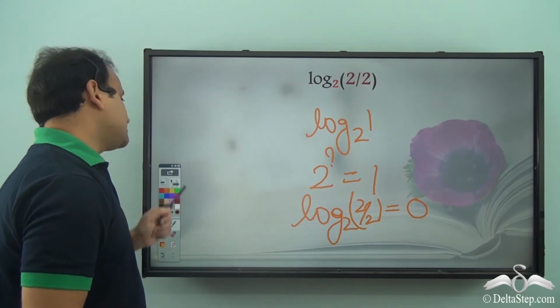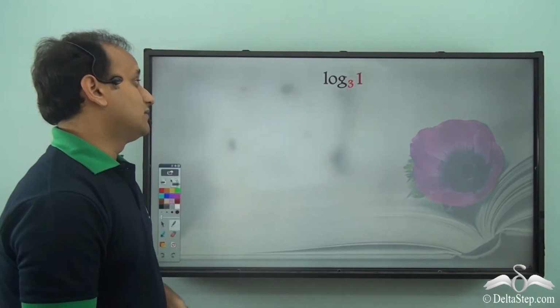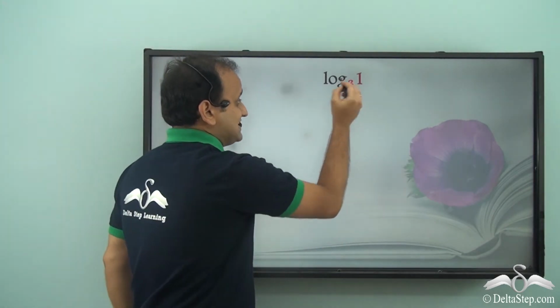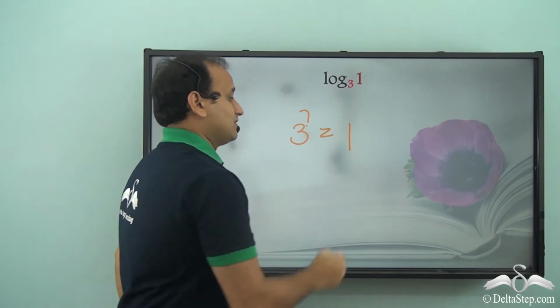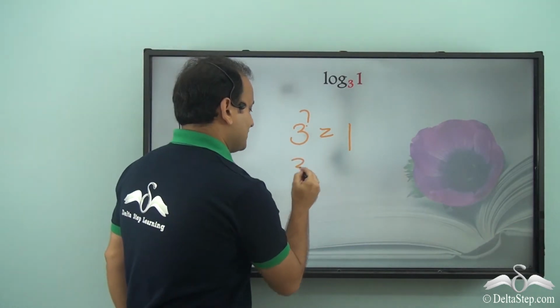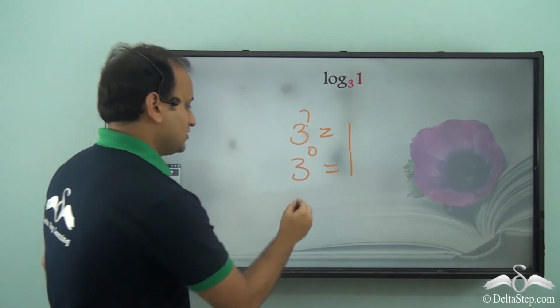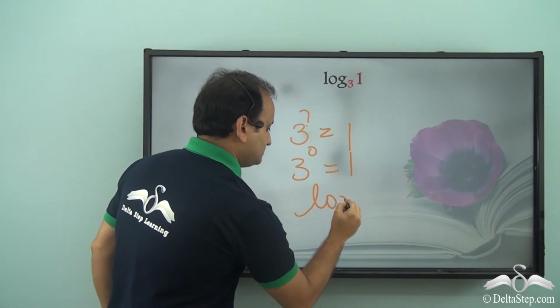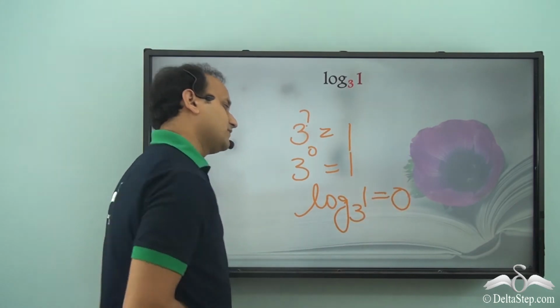Now the next question which he got is log of 1 to the base 3. Again, similarly we can say that 3 can be raised to what power to get 1? Definitely 3 to the power of 0 will be 1. So it's very simple. So log of 1 to the base 3 is also 0.